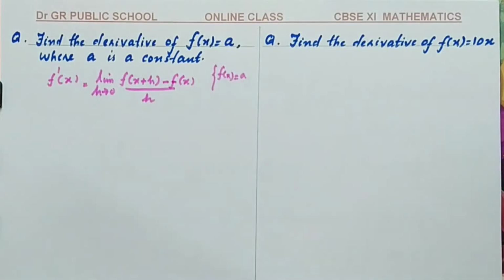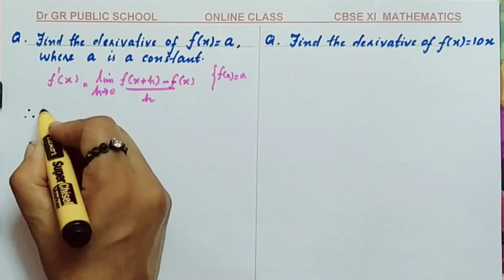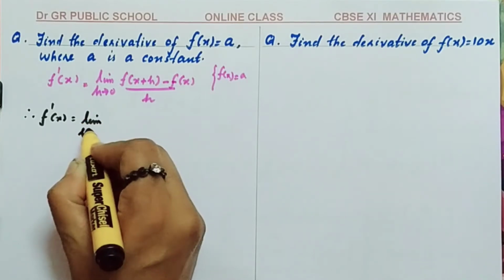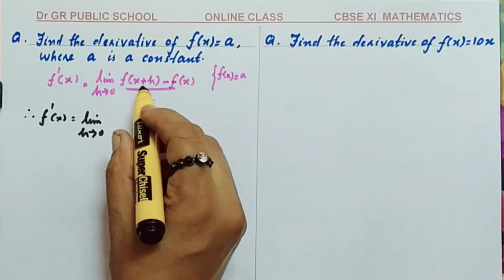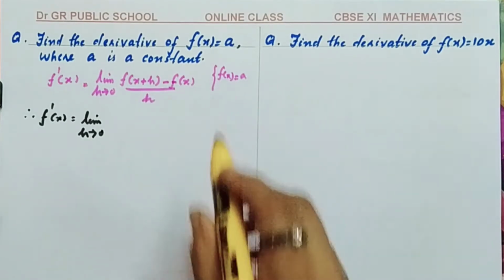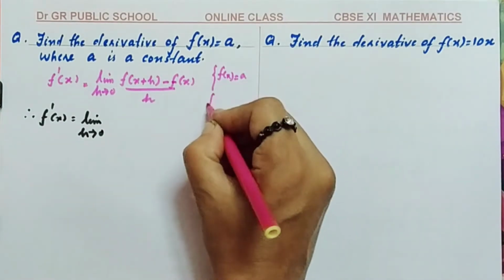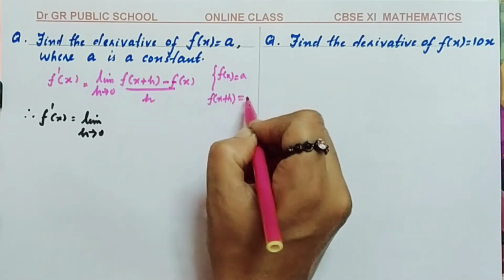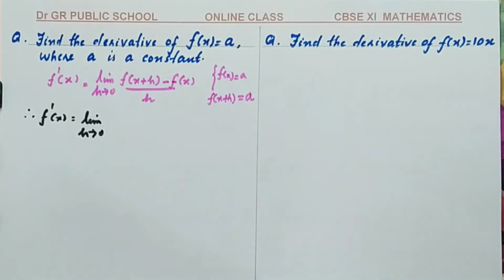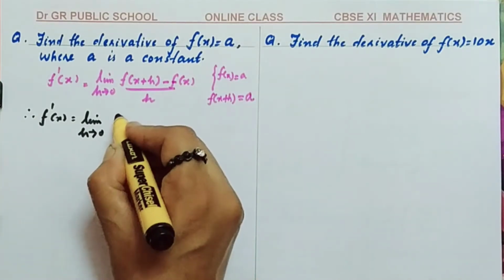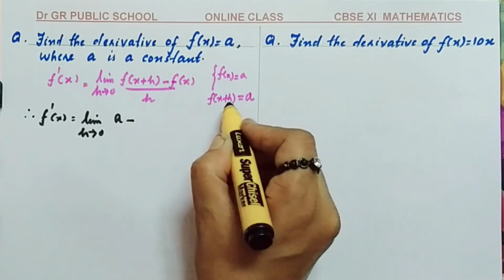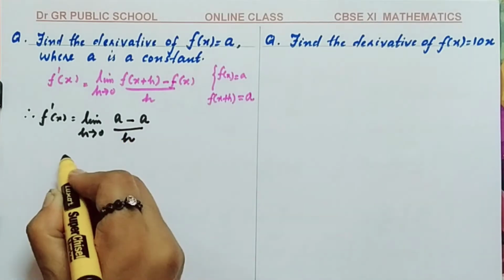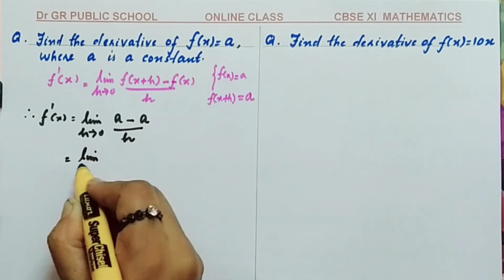We can find f dash x equals limit h tends to 0 of f of x plus h. f(x) equal to a. So f of x plus h means replace the x with x plus h. But as there is no variable x on the right side, you can replace it with a only. So f of x plus h is a, minus f of x, the original function a, divided by h equals limit h tends to 0.